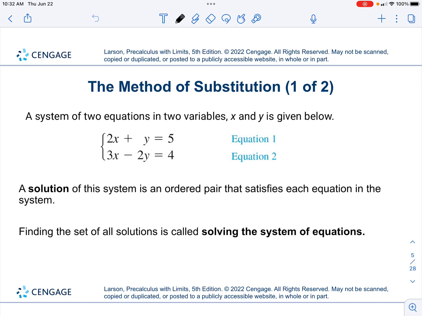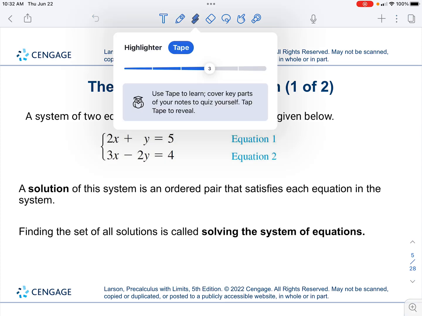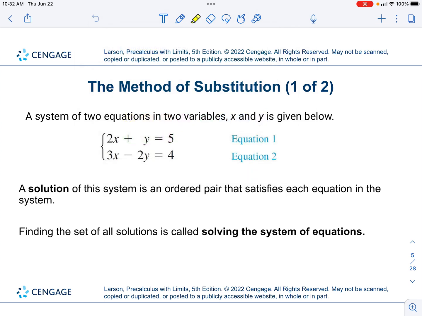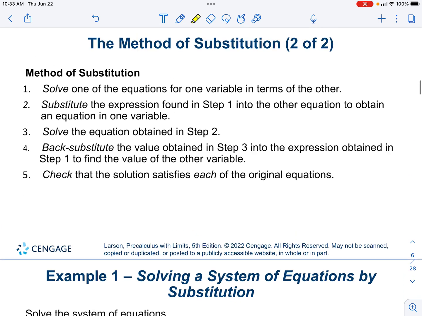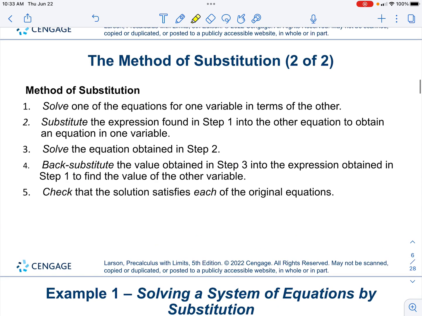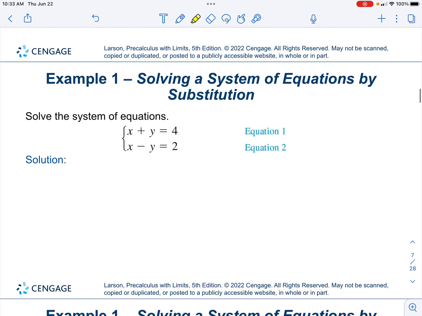So, here is an example of a system. It has two equations and two unknowns. And when you are done solving a system, you have an x value and a y value. So you'll have to solve for both. So here is the method. I'm going to talk through it as we go through our first example.